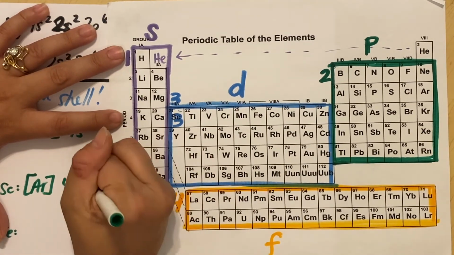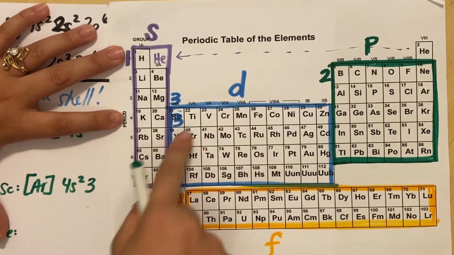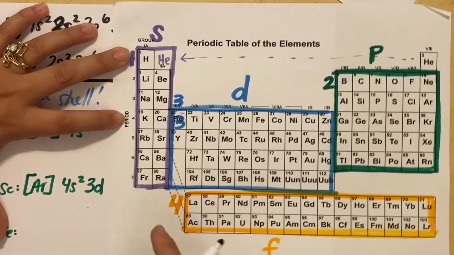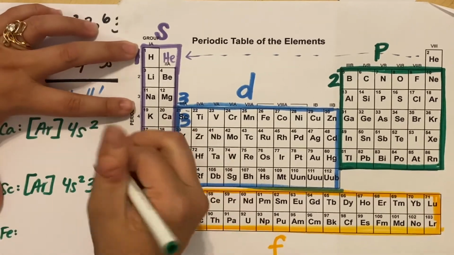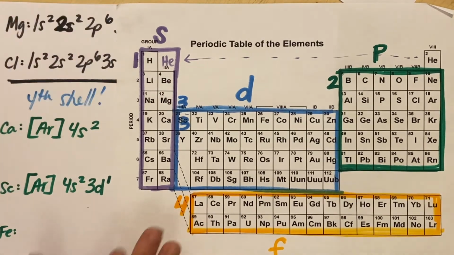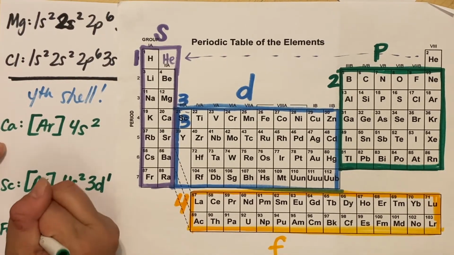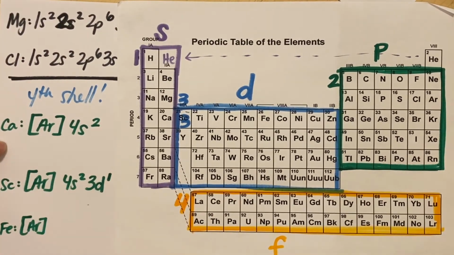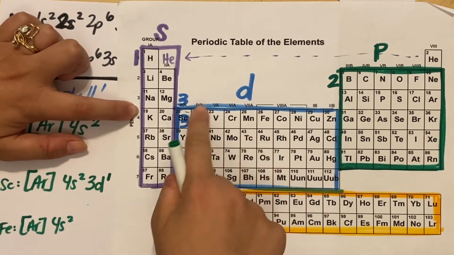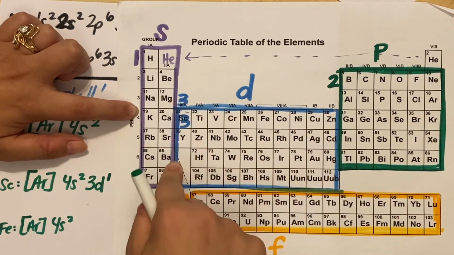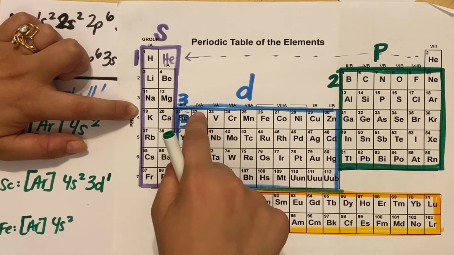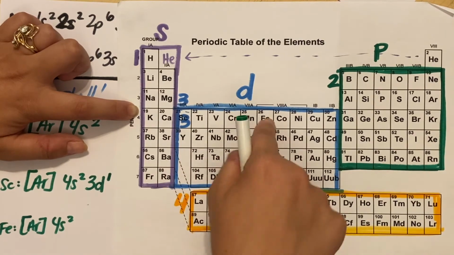All right, so this should be 3 right here. D, you're in your D subshell, and then scandium is 1 into your D subshell. Iron, again, you have all the way up to argon, then you have 4s2, iron's right here. So you're in your 3D subshell, 3D, 1, 2, 3, 4, 5, 6.